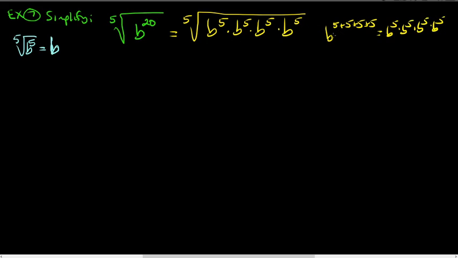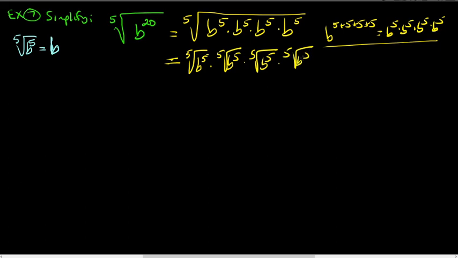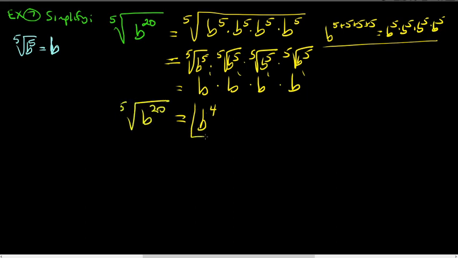So I skipped this step here because I'm hoping that by now it's kind of obvious. And now we just split them up because you're just multiplying. So this is the fifth root of b to the 5 times the fifth root of b to the 5, times the fifth root of b to the 5, times the fifth root of b to the 5. They're all equal to b. This is just b times b times b times b. Well, this is 1 plus 1 plus 1 plus 1 is 4. So this is just b to the power 4. And that's the answer. So the fifth root of b to the 20 is really just b to the 4.